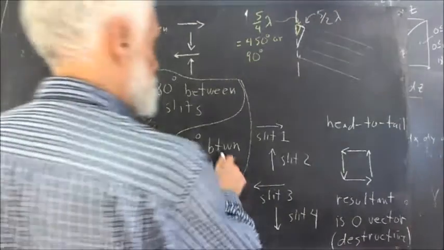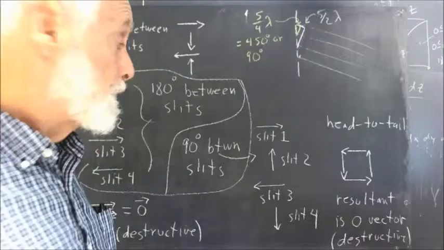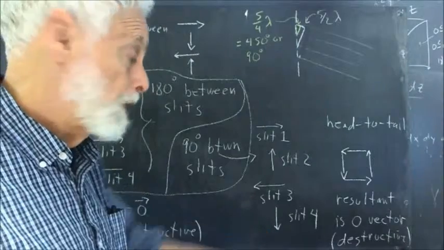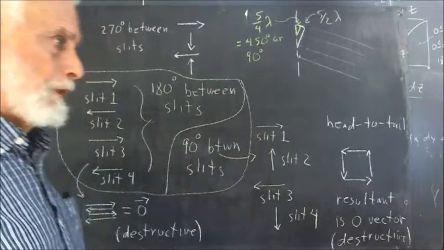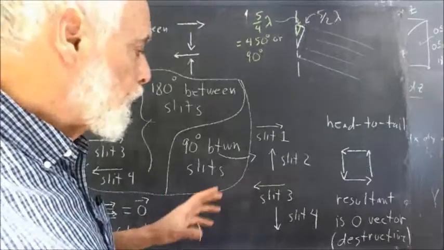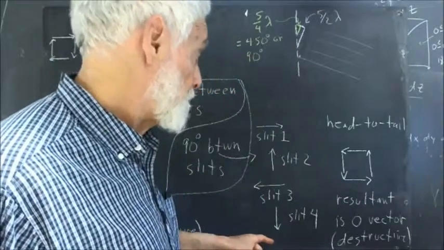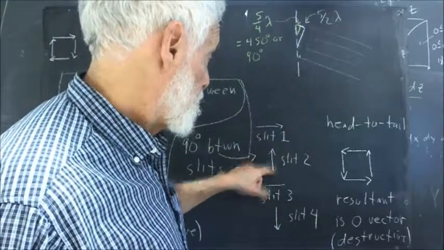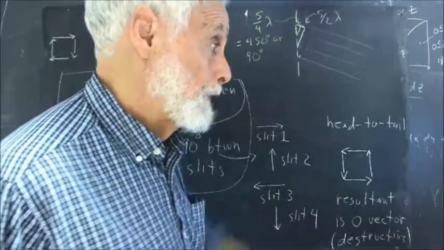Now, if you've got 90 degrees between slits, then what do you have? Well, if slit 1 is at 0 degrees, slit 2 could then be at 90 degrees, slit 3 at 180, slit 4 at 270. If you add the phases of these 4 waves coming from the 4 slits, when you add vectors, you add them head to tail. So put the tail of this one at the head of this one. It's going to go up like this. Put the tail of this one at the head of that one. Well, here's what you're going to get.